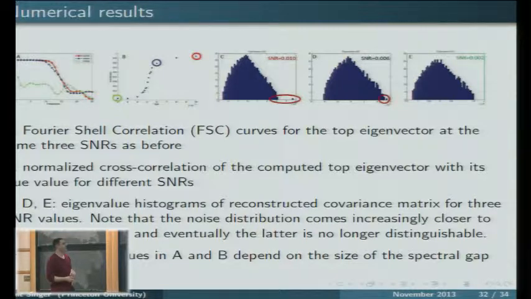And you can see also here what are called Fourier shell correlations. These are correlations computed for each shell in the frequency domain separately. For the blue and the red, for the highest SNR, we do a good job. We get correlation 1. But here is what corresponds to the green, to the lowest SNR, which is below the first transition.